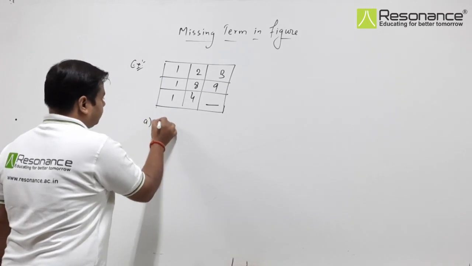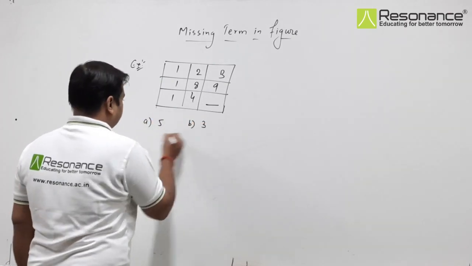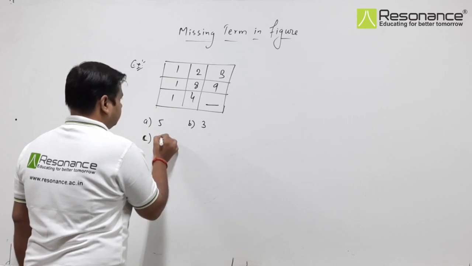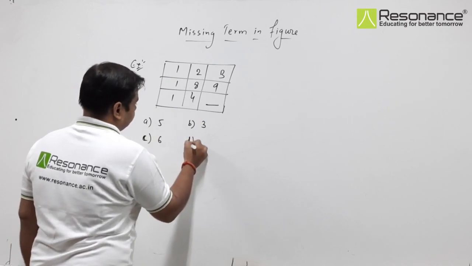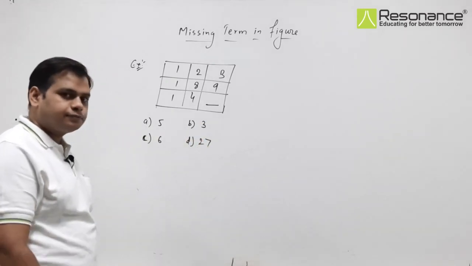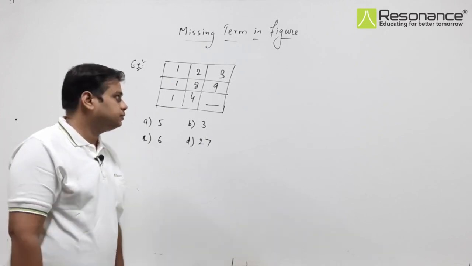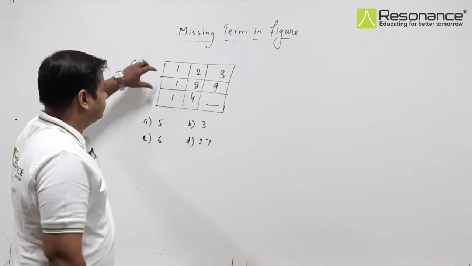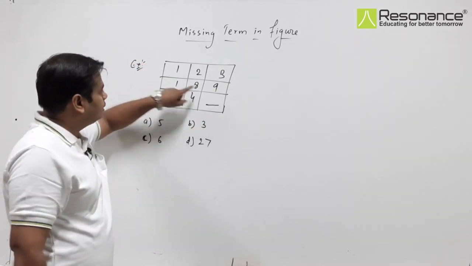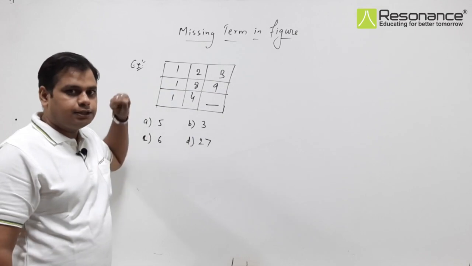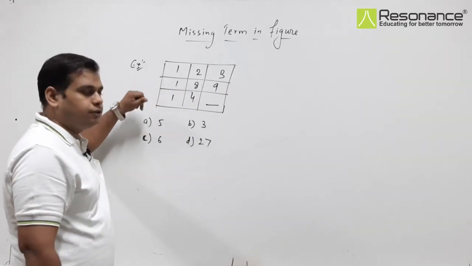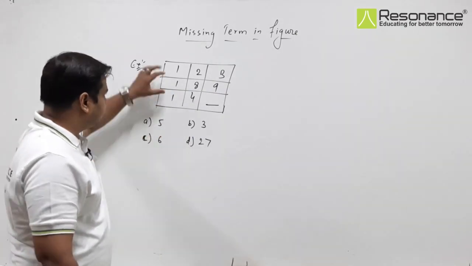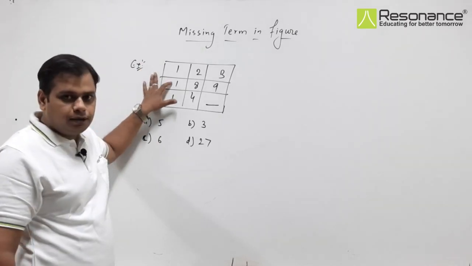The options are 5, 3, 6, 27. These are the options. Now we have to see how we can apply the logic. You can see the middle row number is larger than the first and third. So we have to see whether, from the first and third, we can relate the middle number.